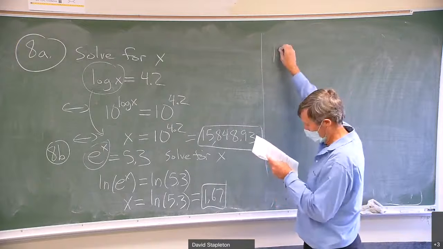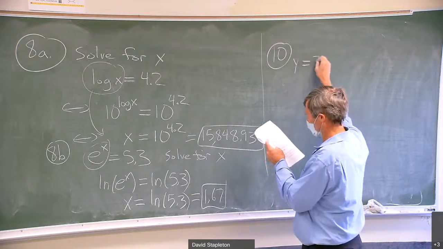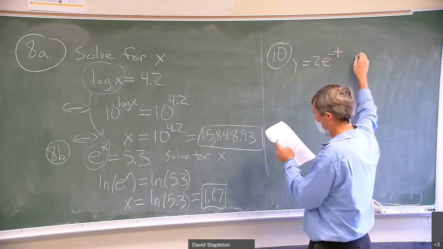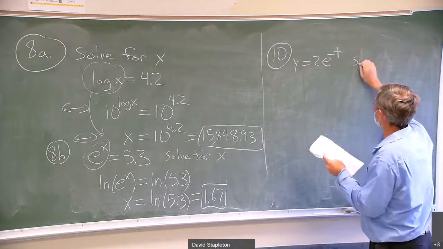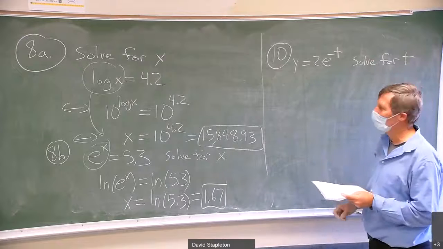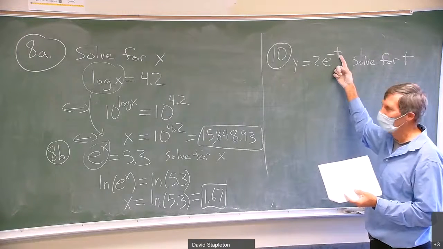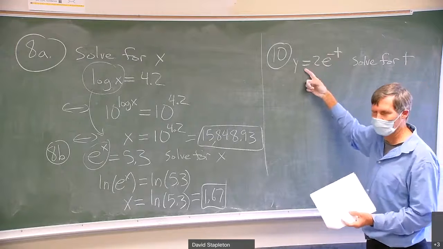Here's 10, just for fun. I think this is a similar problem, so I'm doing it at the same time. y equals 2 times e to the minus t. And I say solve for t. This is what happens in later courses. So this is an illustration. How do I solve for t? If the variable's in an exponent, I isolate the exponential and take logarithm of each side, right?